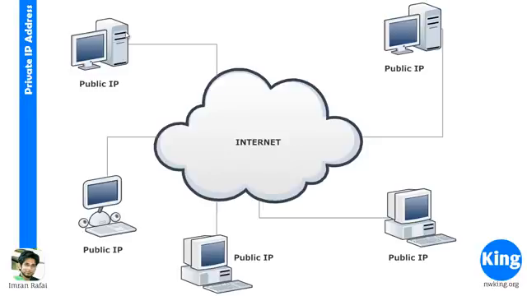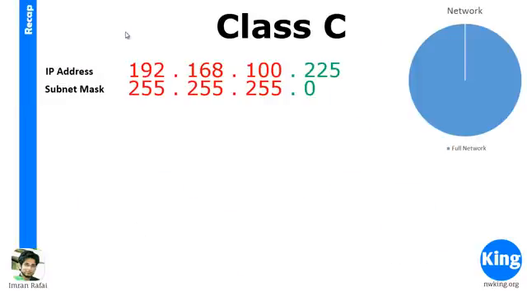Now that is what happened, and internet IP addresses were running out very, very fast. That is about the time when they realized there was a need for subnetting, where they could break down these large networks and treat them as separate networks.